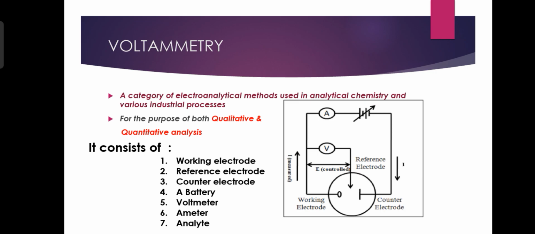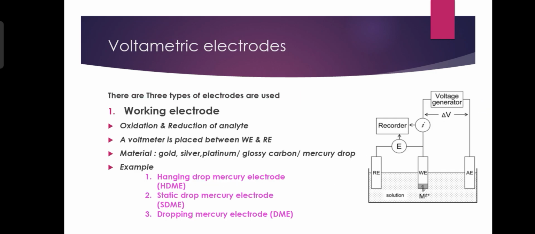As voltammetry is used for both qualitative and quantitative analysis, it is used in analytical chemistry and in various industrial processes also. It consists of a working electrode, reference electrode, counter electrode, a battery, voltmeter, ammeter, and analyte. Next, the working electrode, where the oxidation-reduction takes place. A voltmeter is connected with the reference electrode and working electrode. The materials used are gold, silver, glassy carbon, mercury drop, etc. There are many types of working electrode: HMDE, SMDE, DME.